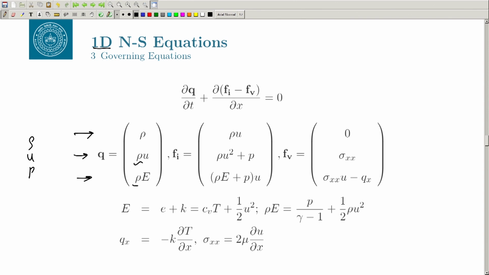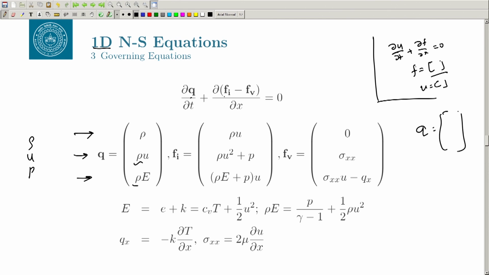Earlier, even in the nonlinear case, we had del u by del t plus del f by del x equal to 0, where f was just a scalar, or u was just one scalar. Here in this case we have del q by del t plus del f by del x equal to 0. Here q is basically a 3-component vector, rho, rho u and rho e. So, we have to solve for all three at the same time.